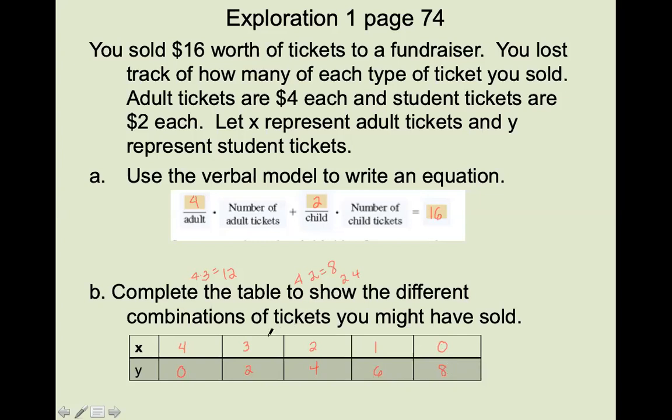All right, so this is one of those cases where we have discrete data, right? Discrete domain. We can't have like partial tickets. Our only possibilities to come up with $16 are these numbers, either 4 adult tickets, 3, 2, 1, or 0. There can't be halves or partial tickets in there.